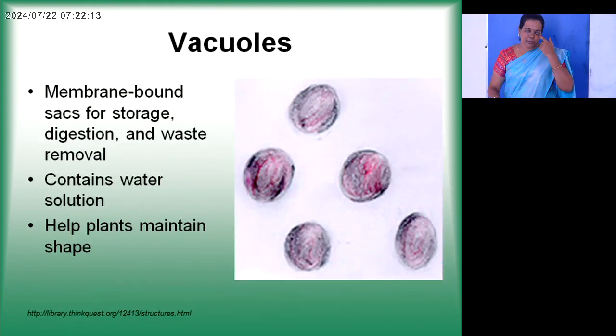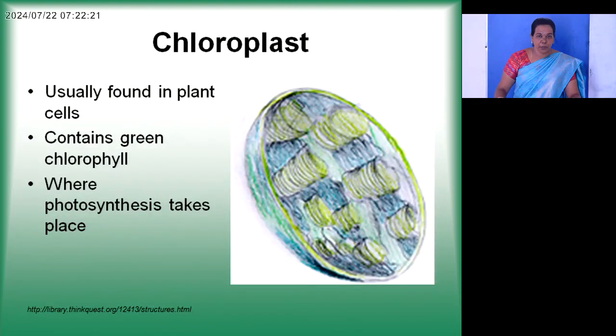The vacuoles are membrane-bound sacs for storage, digestion and waste removal. They contain a water solution and help in maintaining the shape. Chloroplast is an important eukaryotic cell organelle, but it is present only in the plant cell, not in the animal cell. They have pigments for photosynthesis. So all the plants do photosynthesis with the help of chloroplast. They contain lots of pigments. Thank you.